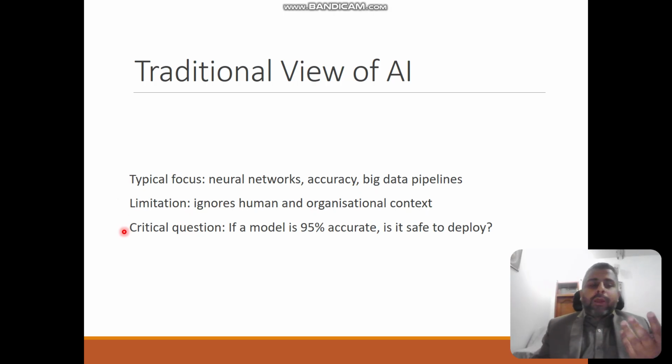Which leads to our critical question, that is, if a model is 95% accurate, should we deploy it or shouldn't we? At this point, you will be thinking that we should deploy it, it's a 95% accurate model and it's giving results 95% correct all the time. So we should deploy it. But wait till further slides and then your view will be changing, that we shouldn't only consider accuracy. There are other measures as well which we should take into account.